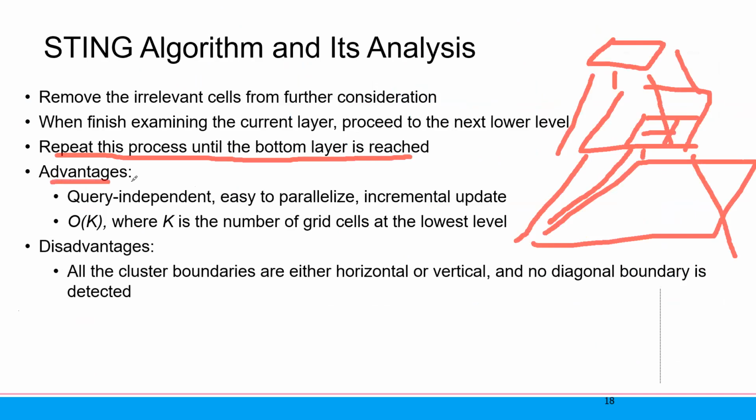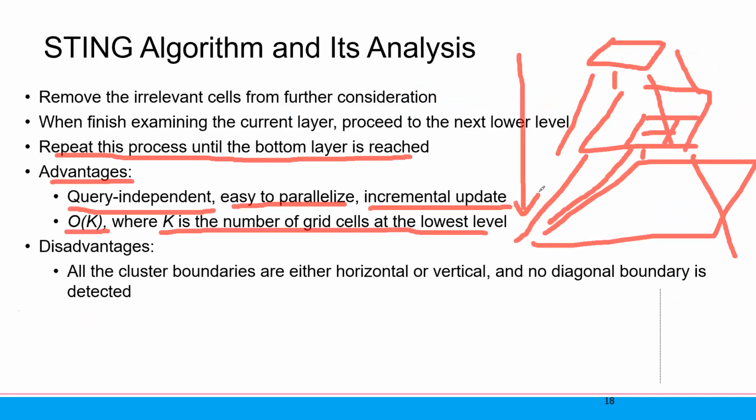The advantages: it is query independent. So you don't need to do the query. Like in SQL, you need to make a query, but here you just go from top to bottom. It is easy to parallelize, and it is an incremental update. The efficiency is O(K), where K is the number of grids at the lowest level. So we just do one pass from the top to bottom or from the bottom to top.